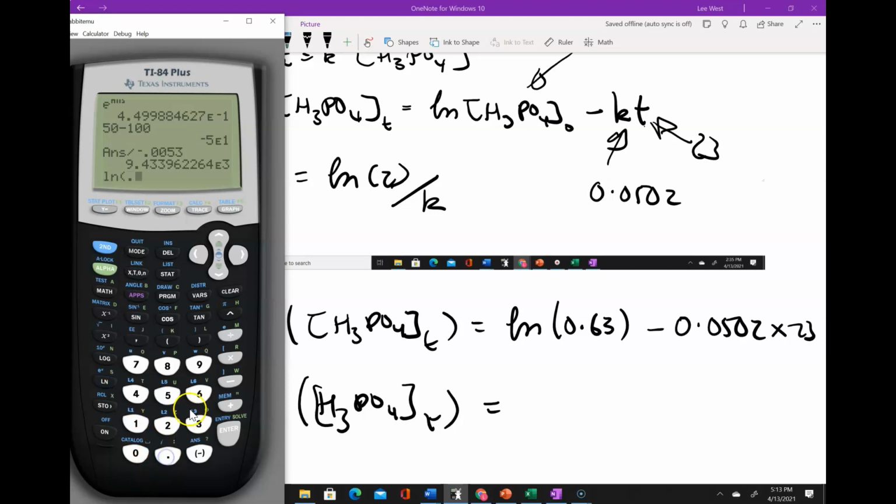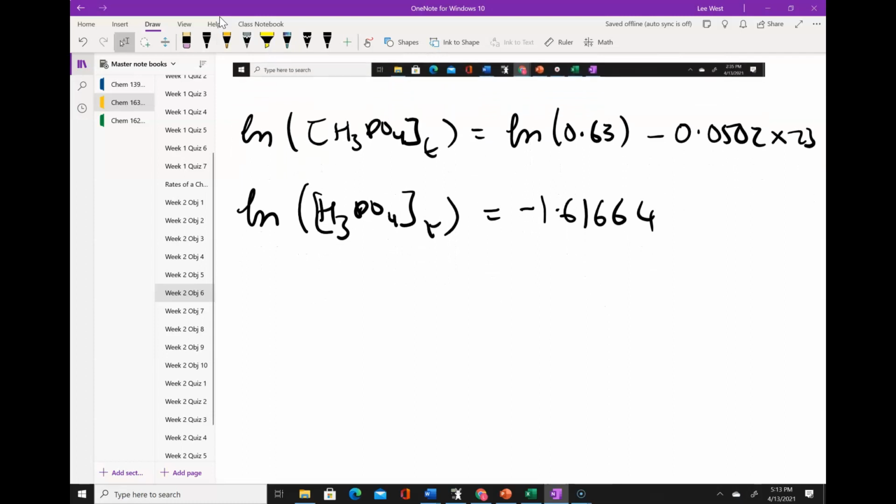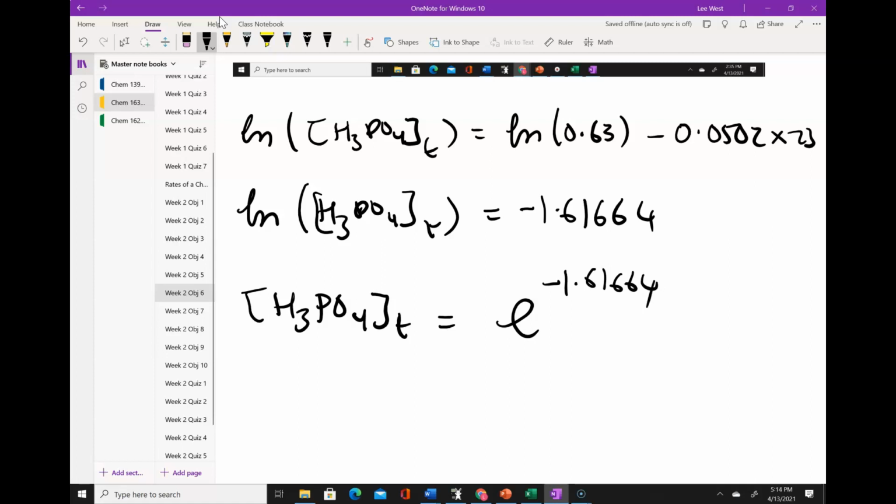ln 0.63 minus 0.0502 times 23. There we go. So minus 1.6164. Now, we don't want the natural logarithm of the phosphoric acid concentration. We want the actual phosphoric acid concentration itself at that time. And so that's going to be e to the minus 1.6164.